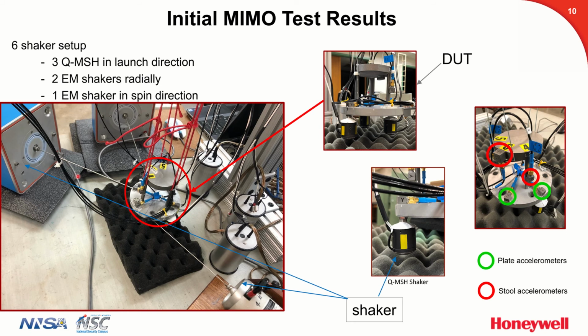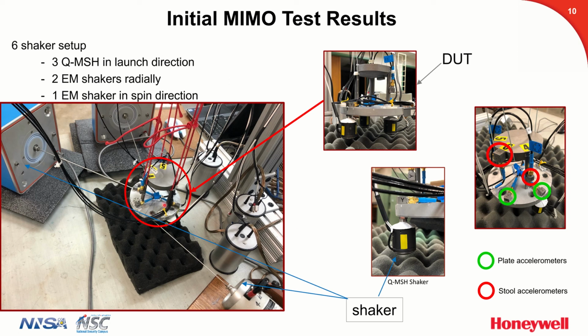So here's what we came up with. The algorithm decided to put 3 shakers in the launch direction, and here we're using these Q-source shakers by LMS. They're small, lightweight. They don't require stingers, but they typically hard mount to the structure and you push against the inertia of the shaker itself.